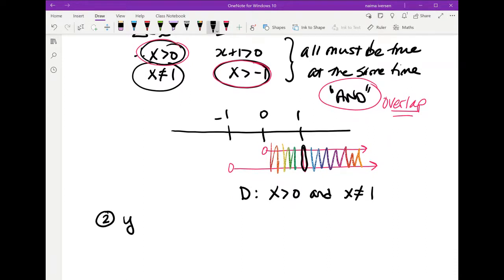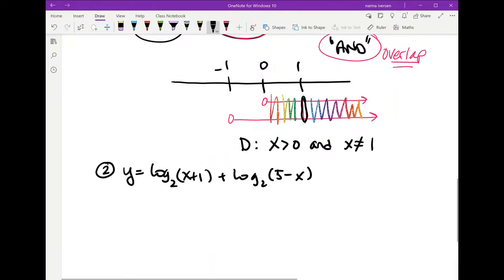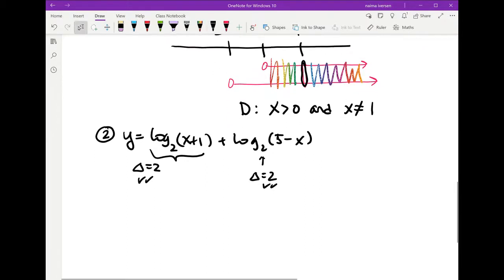Let's try another one. y equals log base 2 of (x plus 1) plus log base 2 of (5 minus x). Now we've got 2 logs. We're also not going to graph this one. So what has to happen is that we're going to have to take a look at each one separately. In this case, my triangle is 2. It's safe. In this case, my triangle is also 2. It's safe. My square is x plus 1. It has to be greater than 0, so x has to be greater than negative 1.